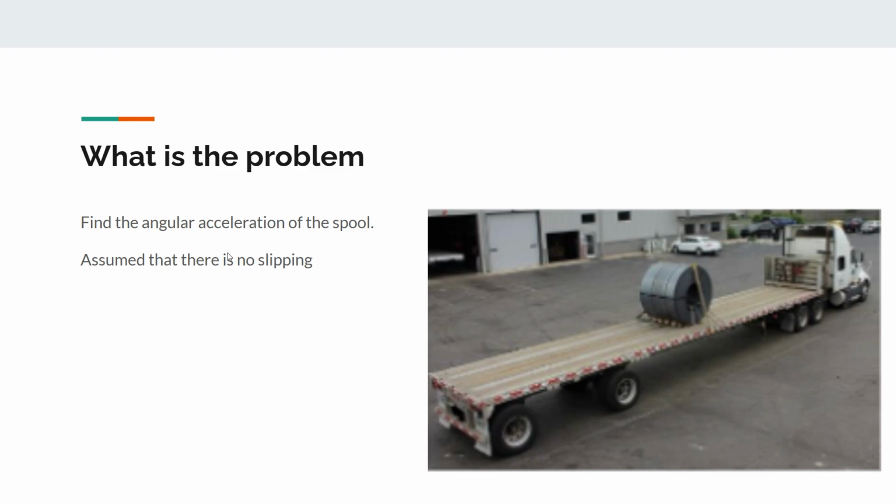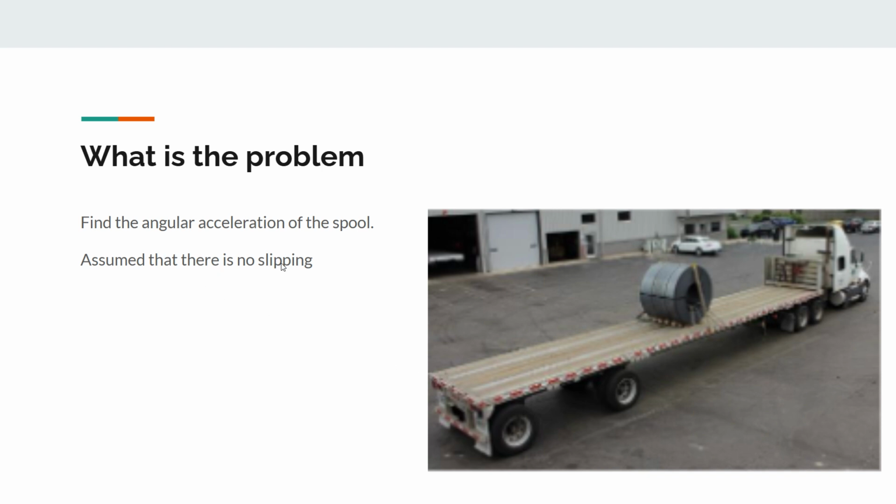So what is the problem? The problem consists of a spool of sheet metal on a truck that is not secured with ropes when the truck is accelerating. When the truck accelerates, the spool should roll off the truck, assuming that there is no slipping.